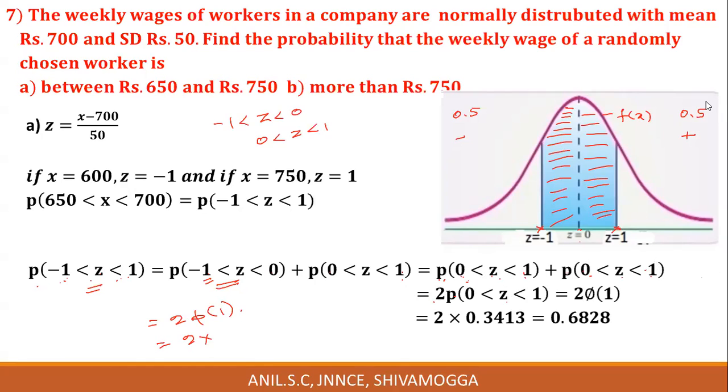The table value of phi of 1 is 0.3413. This is obtained by using the table. 2 into 0.3413 is 0.6828. This is the probability of any worker having a wage between 650 and 750. Similarly, take up the second case.